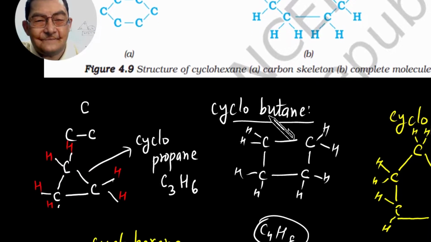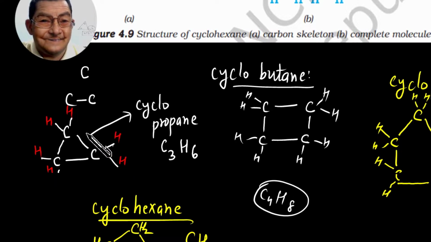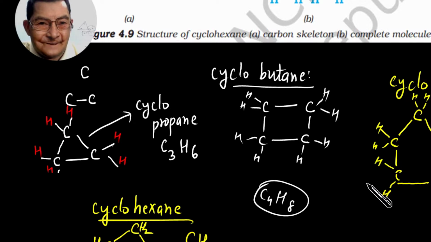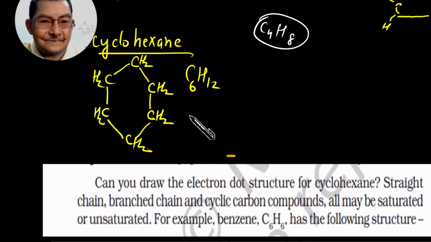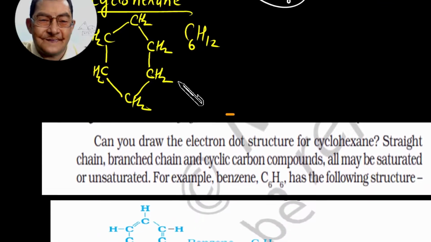Okay, but we have to see where it started. It all starts from 3 carbons. So you've got cyclopropane, cyclobutane, cyclopentane, and then comes cyclohexane with the molecular formula C6H12. Let us see what the book says next.